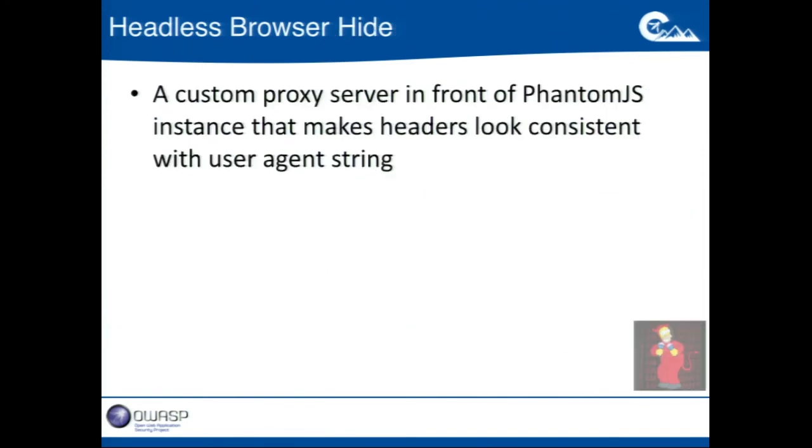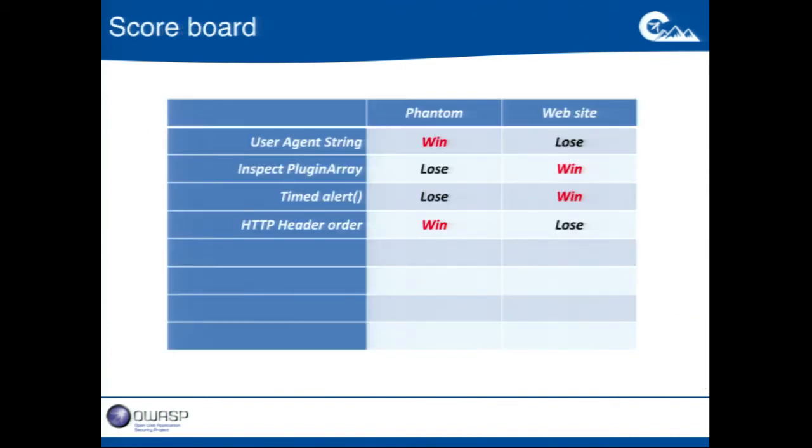You put a custom proxy in front of Phantom. And inside that proxy, you can change the order of the headers. If you want to spoof Firefox, then you change the headers to Firefox. If you want to spoof Chrome, you change the headers to Chrome. And you can use that for the lowercase stuff as well. So this time, the result will be Phantom wins.